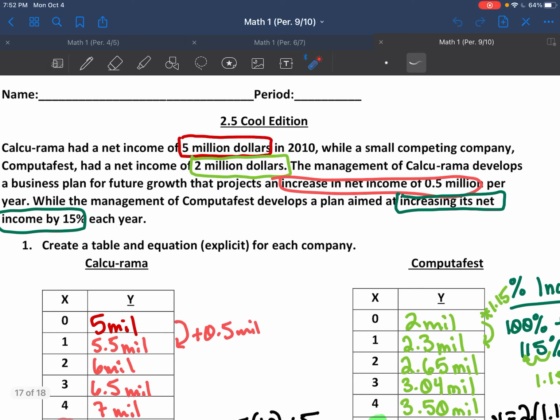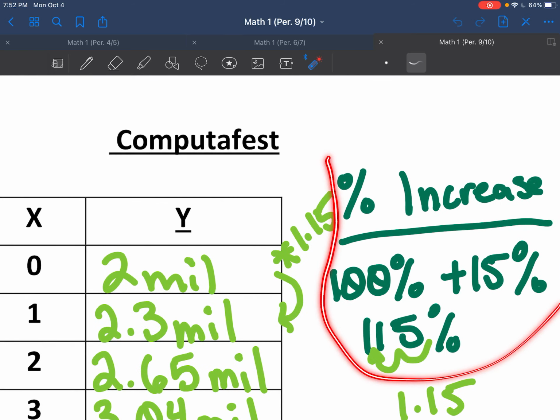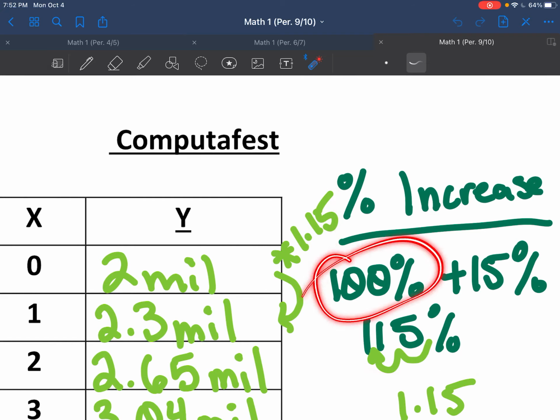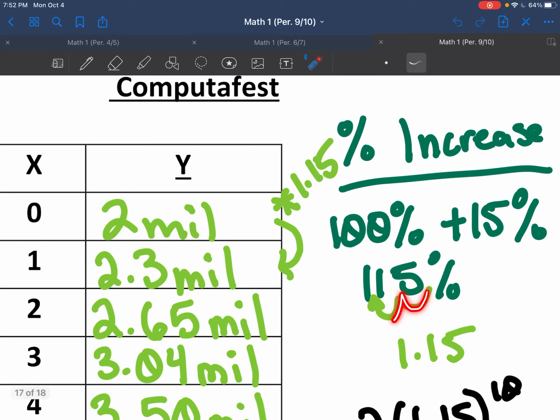Then it says the management of ComputerFest develops a plan aimed at increasing its net income by 15%. So here we got a percentage. We have a percent increase. So we have to take 100% of our original number and add on 15%. That's what a percent increase means. When I do 100 plus 15, I get 115%. But I can't multiply percents down my table. I have to change it to a decimal. And when I do that, I move it over 2 to the left, and I get 1.15.